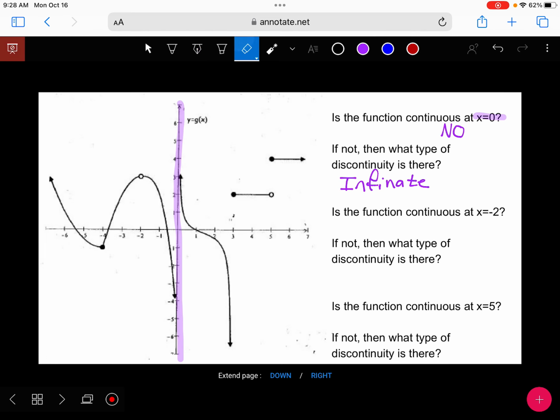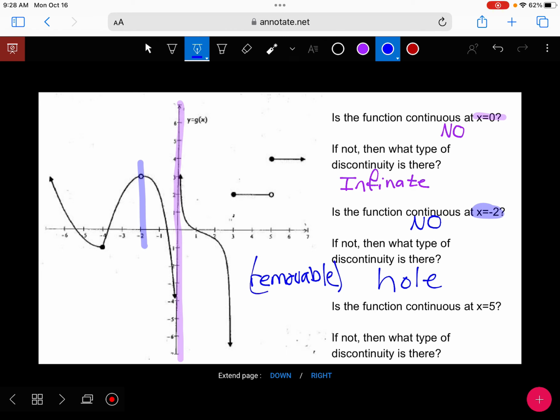All right. Next one. Is the function continuous at x equals -2? No. What kind of discontinuity is that? That is a hole, or a removable discontinuity. That's the technical math name. But I'm 100% okay with hole.